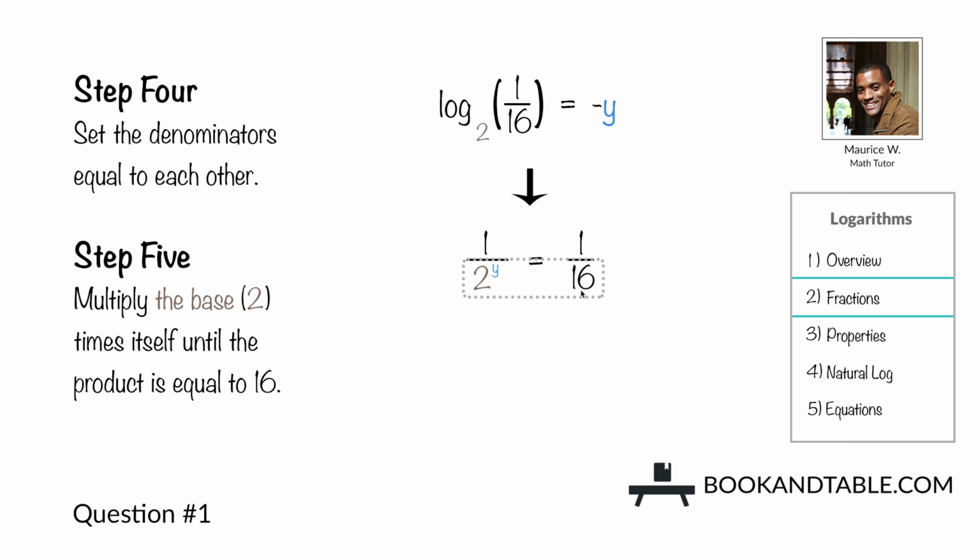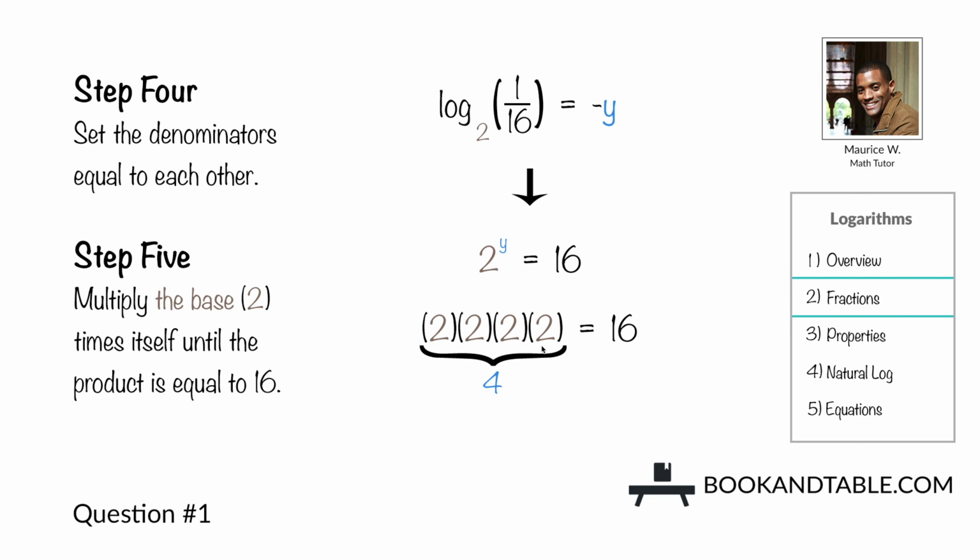So step 4, we set the denominators equal to each other. And now step 5, we multiply the base 2 times itself until the product is equal to 16. 2 times 2 is equal to 4. 4 times 2 is equal to 8. And 8 times 2 is equal to 16.